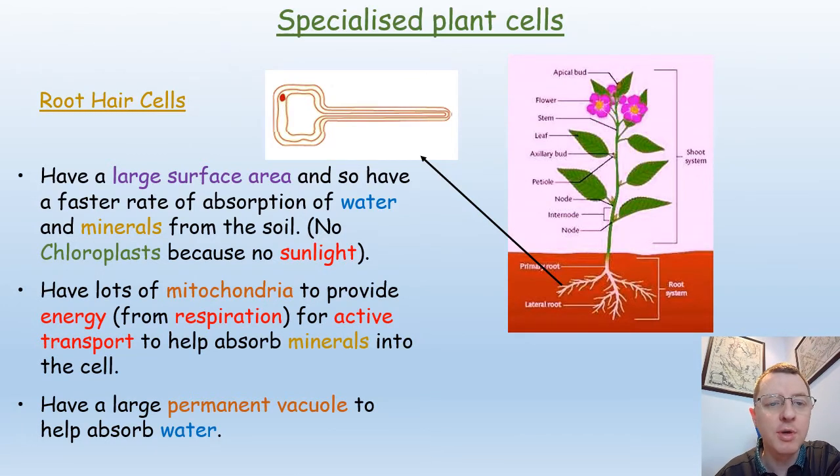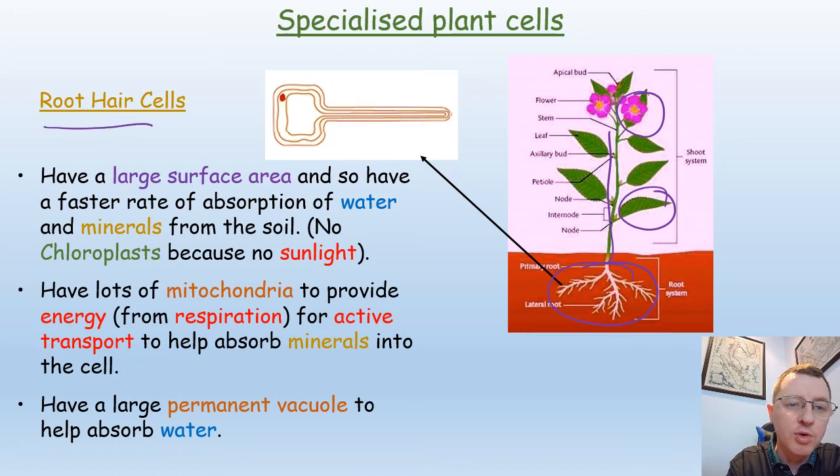So the first cell that we're going to look at comes from the organs known as the roots. Don't forget, plants have a range of different organs. They have the roots, they have the leaves, they have the stems and flowers, all of which are organs made up of a group of similar cells with a similar function. So one of those cells that we find in the root is known as the root hair cell, and it has this particular shape. This particular shape gives it a large surface area, so we have a fast rate of absorption of water and minerals from the soil.